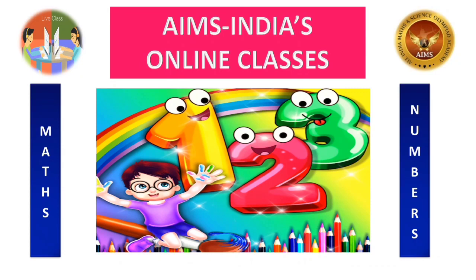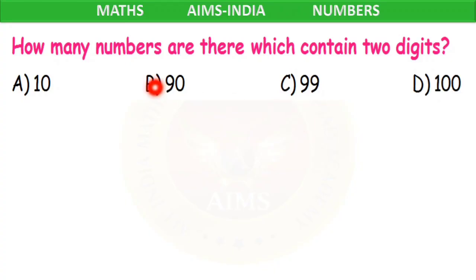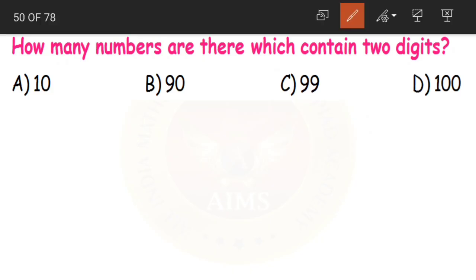With the first question for today, how many numbers are there which contain two digits? See children, where do two digit numbers start from? 10, and they end at 99. Yes, from 10 till 99 we have the two digit numbers. It is not possible for us to count right from 10 till 99.